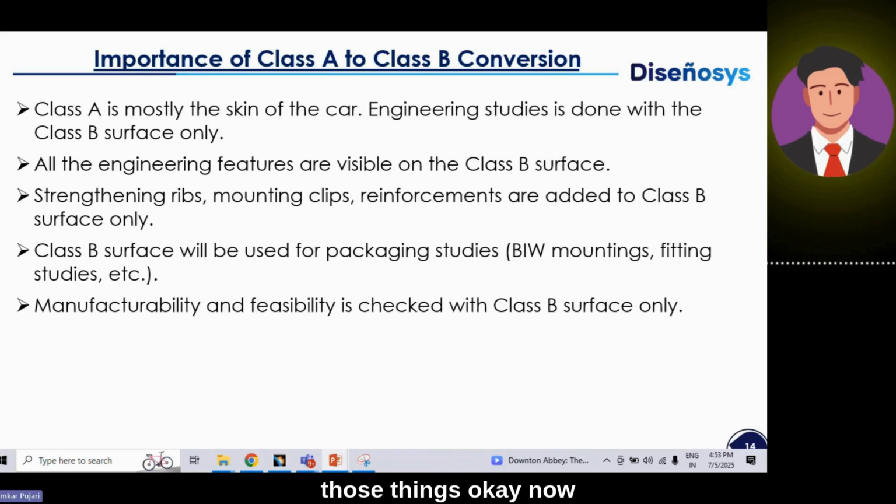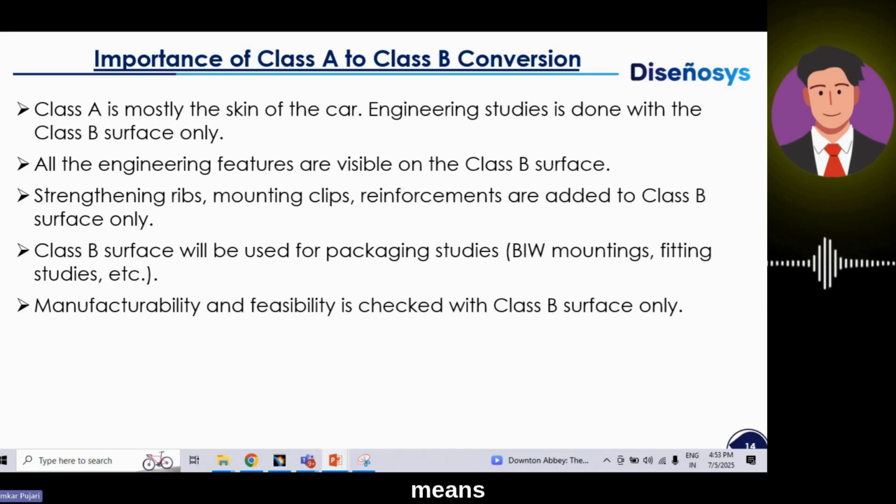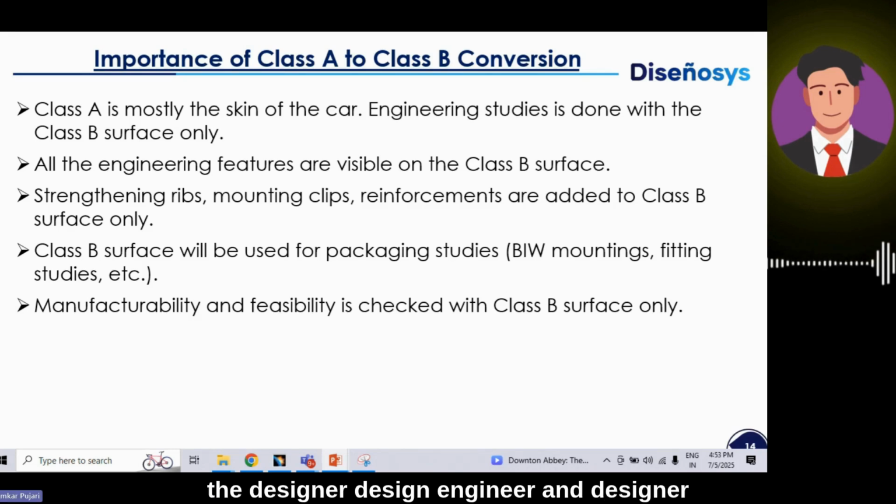Now see, what is the importance of A to B conversion? Class A surface is mostly the skin of the car. Now you may have understood. What you see, what is visually available to you, is called the A surface. Basically, we call it a skin. Now, what exactly does engineering study mean? What is the job of an engineer? The job of studio people or the designer.